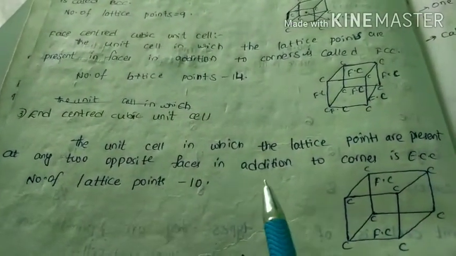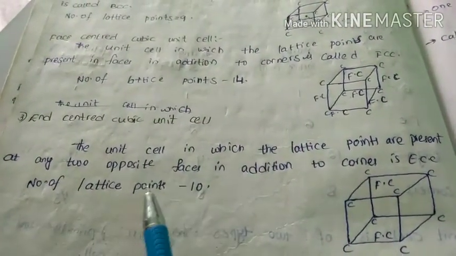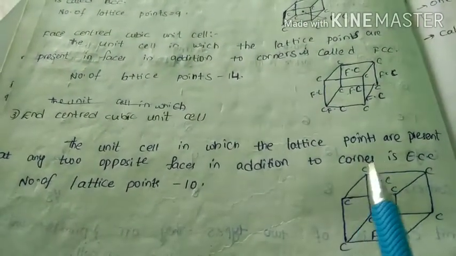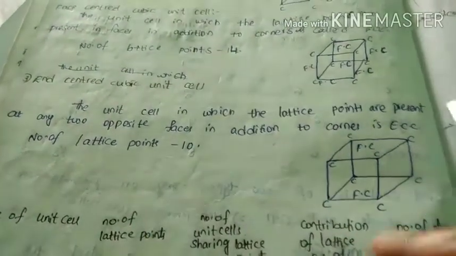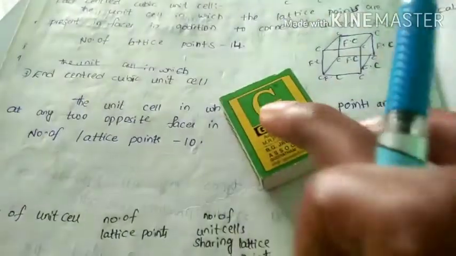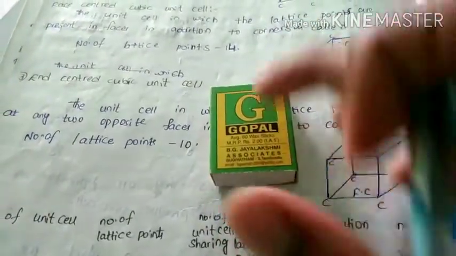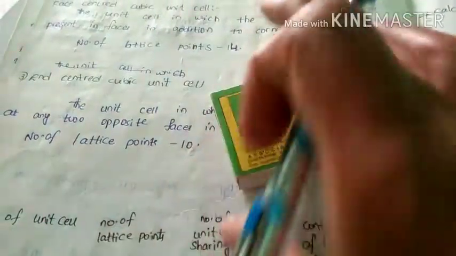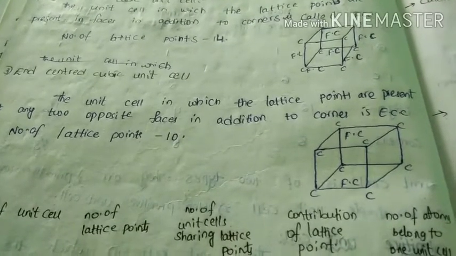The unit cell in which the lattice points are present at any two opposite faces, in addition to corners. We should take any two opposite faces, not all faces. Total corners, how many? 8. Plus any two opposite faces. Suppose you consider this face, we should consider this face only. These two are opposite faces. So we should consider any two faces, and those two faces should be opposite.